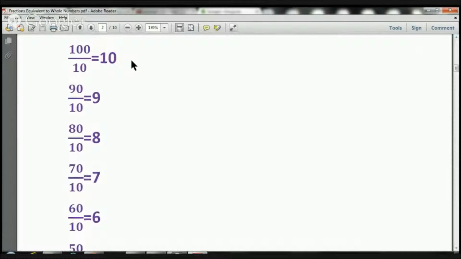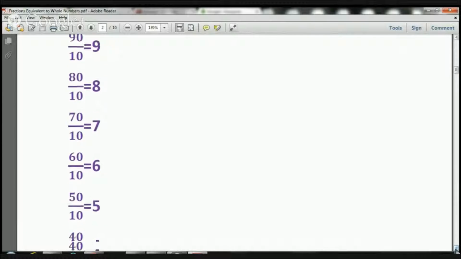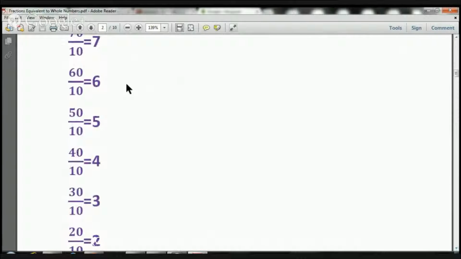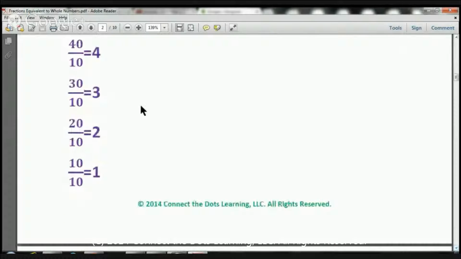So 100 over 10 equals 10, 90 over 10 equals 9, 80 over 10 equals 8, 70 over 10 equals 7, and let's move this up, 60 over 10 equals 6, 50 over 10 equals 5, 40 over 10 equals 4, let's move this up, 30 over 10 equals 3, 20 over 10 equals 2, and 10 over 10 equals 1. Outstanding, boys and girls.